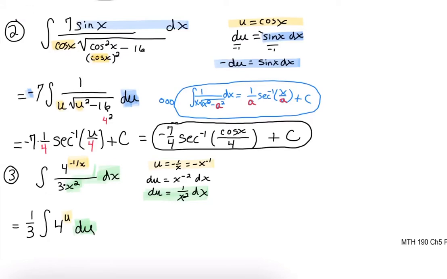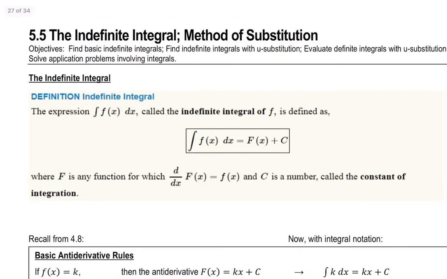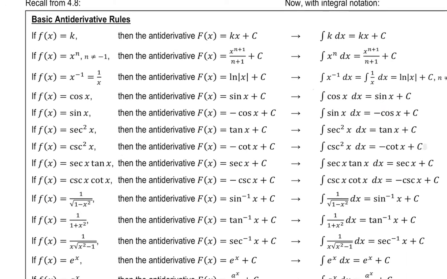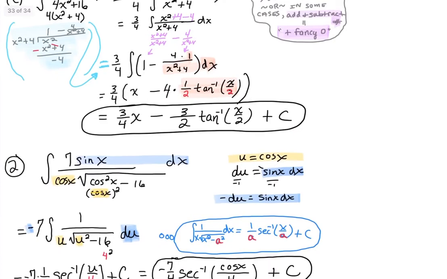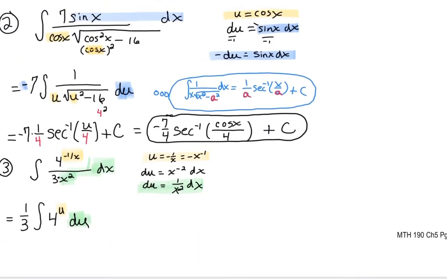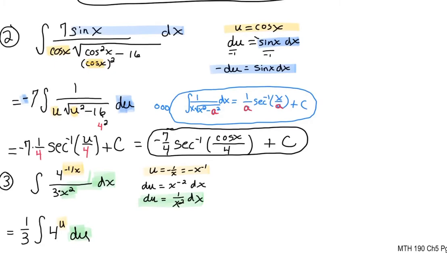So hopefully you remember this is one that we know from our list of the original antiderivatives we discussed in 4.8. Look at the very last one here. The integral of a to the x is a to the x over natural log of a. So let's go back and finish this one out here. This is going to equal, my 1/3 is going to get carried along here. And so we're going to have our 1/3 integral of 4 to the u is going to be 4 to the u divided by natural log of 4 plus c.